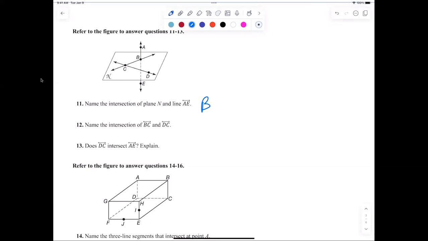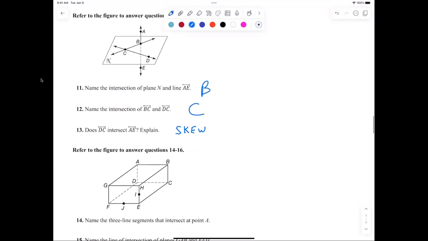Name the intersection of BC and DC. C. Yes. Okay, now, does DC intersect AE? No. So are they parallel? No. Do you remember what they're called? Perpendicular would intersect. Skew lines. They're called skew lines. All right, two lines that do not intersect and are not parallel. Those are skew.